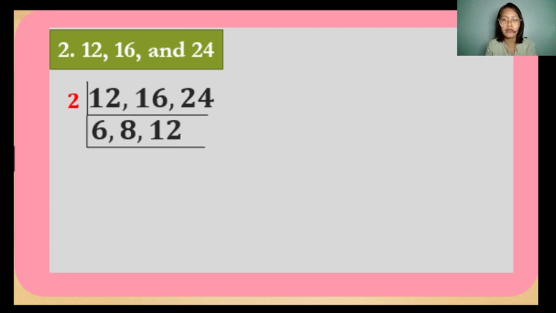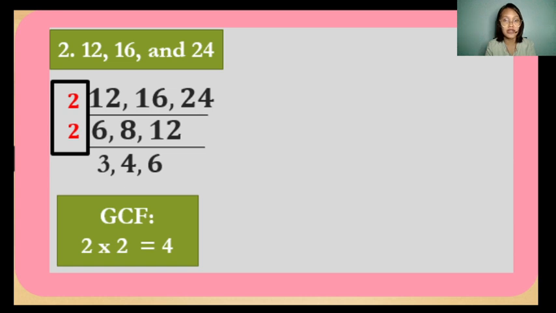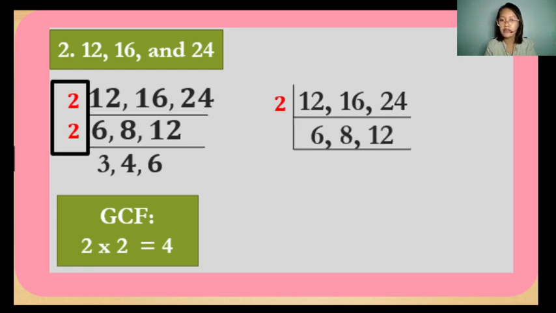Again, pwede siyang ma-divide by 2. Final answer natin or quotient natin is 3, 4, and 6. Si 3, 4, and 6, wala na silang common divisor other than 1. Stop na tayo sa process na to. Kapag nag-stop na tayo, get the product of the divisor and that will serve as our GCF. How about the LCM? For LCM, i-continue lang natin tong process na to. So, rewrite, divide it by 2, quotient, rewrite, divide it by 2, then another quotient.